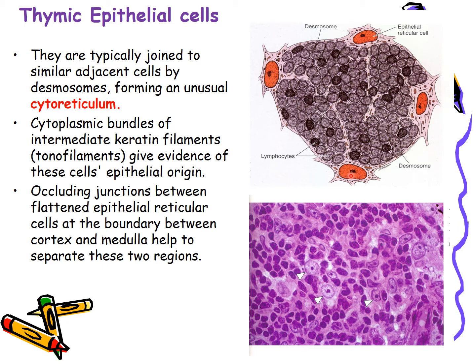This special arrangement is called the cytoreticulum, and these cytoplasmic bundles of intermediate keratin filaments or tonofilaments give the evidence that these cells are of epithelial origin. So these junctions help these lymphocytes or lymphoblasts to develop into mature lymphocytes. So this arrangement is called the cytoreticulum.